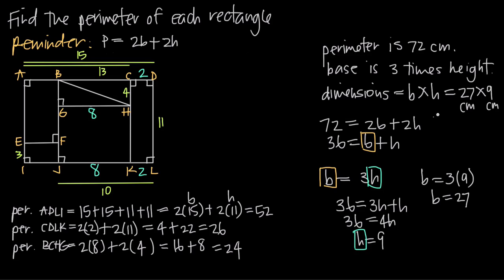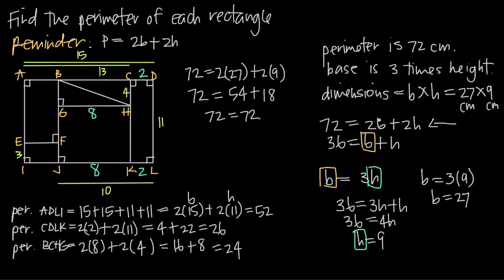If I want to double check this in my original equation here, I can say 72, the perimeter, has to be equal to 2 times the base, or 2 times 27 to account for the top and bottom, plus 2 times the height to account for the left and right hand sides. And we said that the height was 9. So I should get here 72 equals 72. I'm going to get 72 equals 54 plus 18, which is in fact 72 equals 72. So when I double check it in that equation, it checks out. So I know that my dimensions are correct, and the dimensions of the rectangle are 27 by 9.